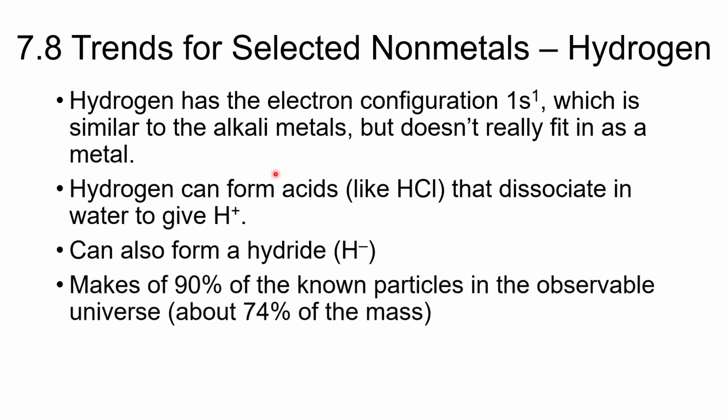And this is kind of interesting. 90% of the known particles in the observable universe are hydrogen. And that makes up about 74% of the mass of the known particles in the observable universe. Now, you notice I'm kind of saying of the known particles. There's all kinds of unknown particles like dark matter and dark energy, and those things I'm not including. But normal mass, most of it is hydrogen.